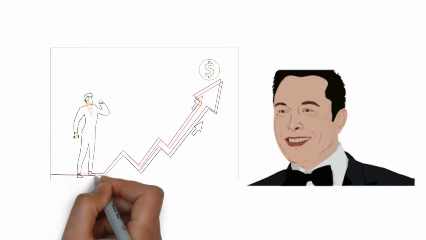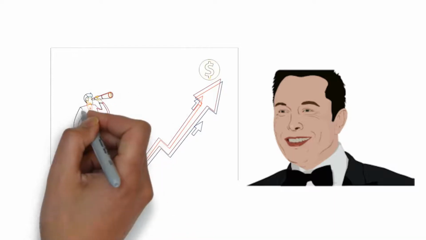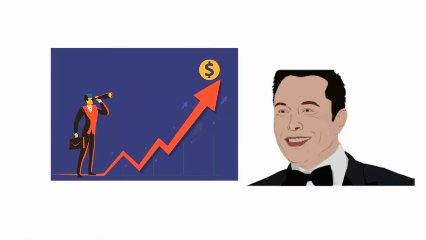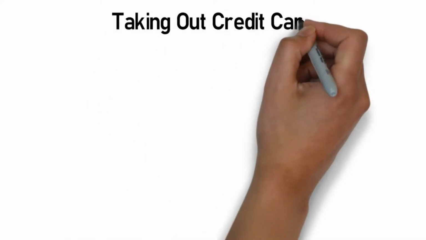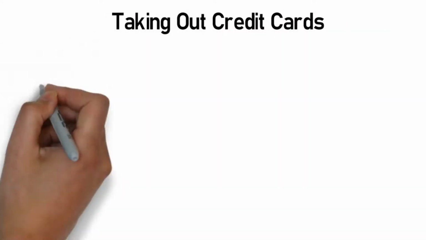Taking out credit cards. Poor people tend to care a lot more about owning a lot of stuff. It feels great in the short term. Many people even get themselves into debt because they're determined to have the newest iPhone, purse, or video games.